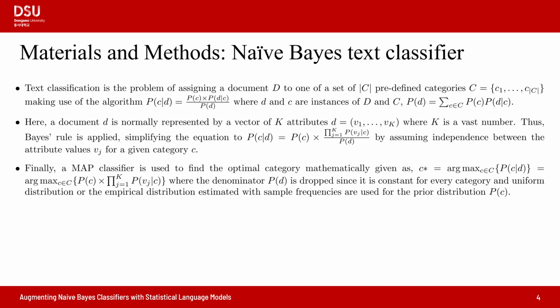And a uniform distribution or an empirical distribution, if we have enough training data, is used as the prior. And the empirical distribution is estimated with sample frequencies. So both of these, either the uniform or the empirical, can be used for the prior distribution.